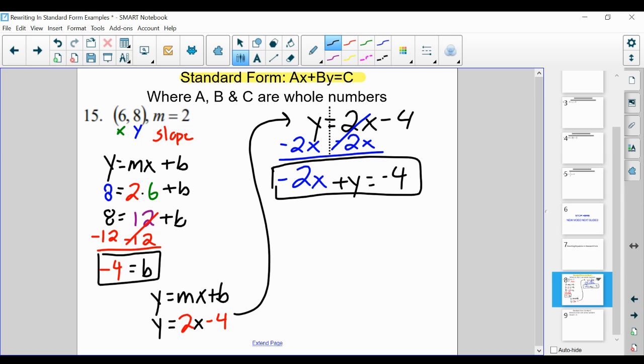So on the left-hand side of our screen, we used the given information to help us write in slope-intercept form, because we know how to write in slope-intercept form when given the point and a slope. Then we took that equation in slope-intercept form and manipulated it into standard form. So with this in mind, please work on the next couple of problems and resume the video when you're ready to go over another example.